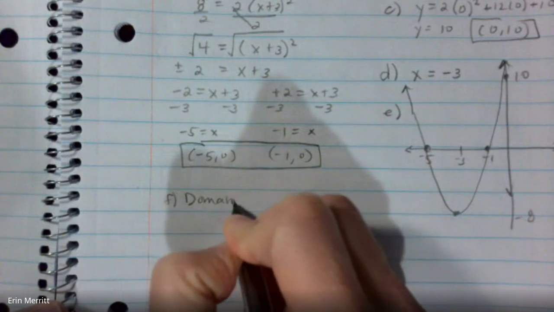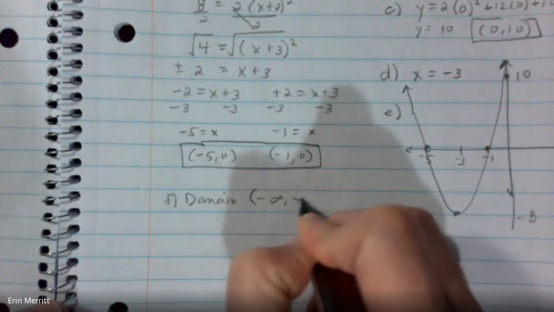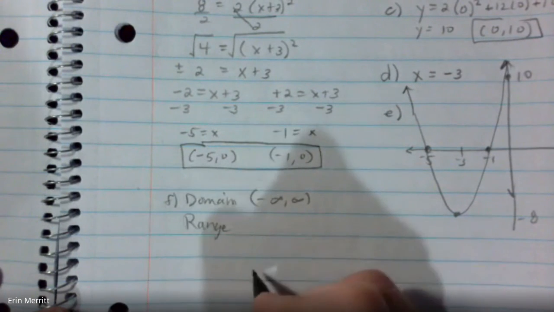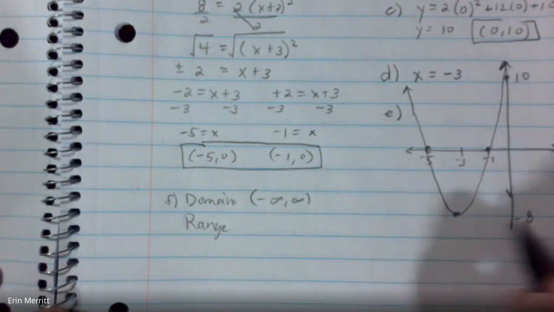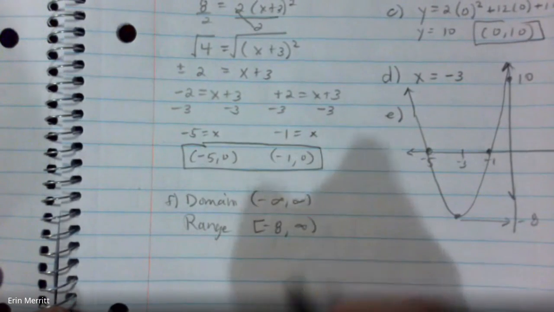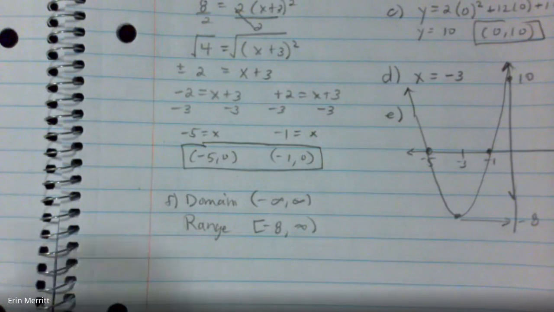All right, last one, domain and range. Domain, covering everything, -infinity to infinity. Your range, think bottom to top. The lowest point it goes to is that -8 right there. So -8 on up to infinity. All right, I hope the video helps. Hopefully I'll see you guys tomorrow.